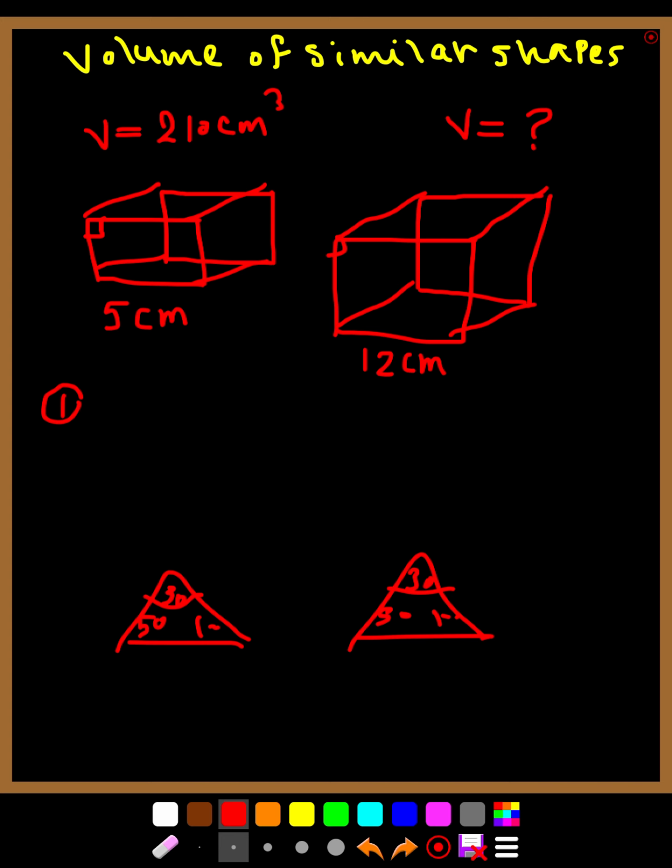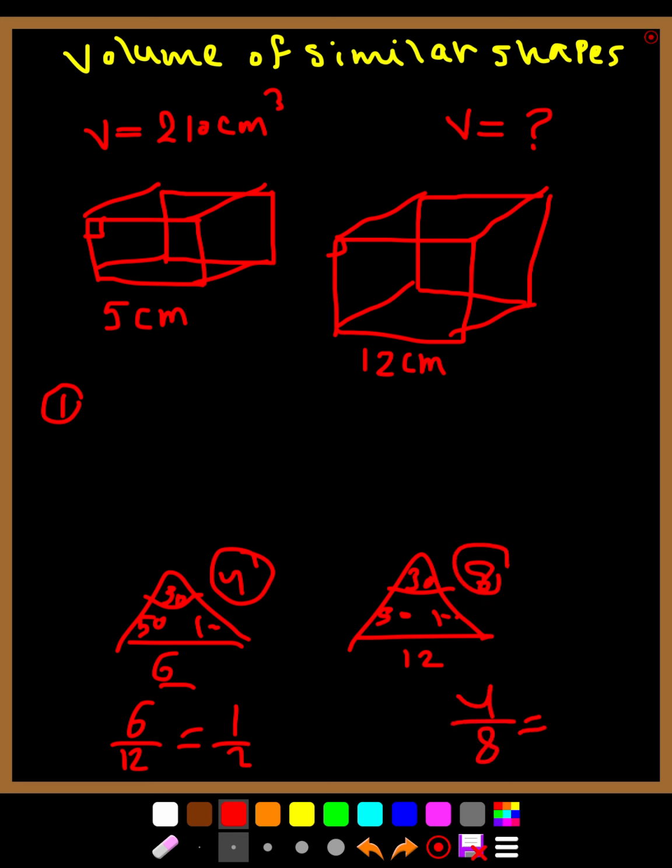Okay, let's look at the lengths. For example, if this one is 6 and this one is 12, and here 4 and here 8, the corresponding lengths are in proportion with the same ratio. If you divide 6 over 12, it is 1 over 2. And if you divide the corresponding lengths 4 over 8, it is also 1 over 2. So these two shapes are similar. This is only a brief on similar shapes.